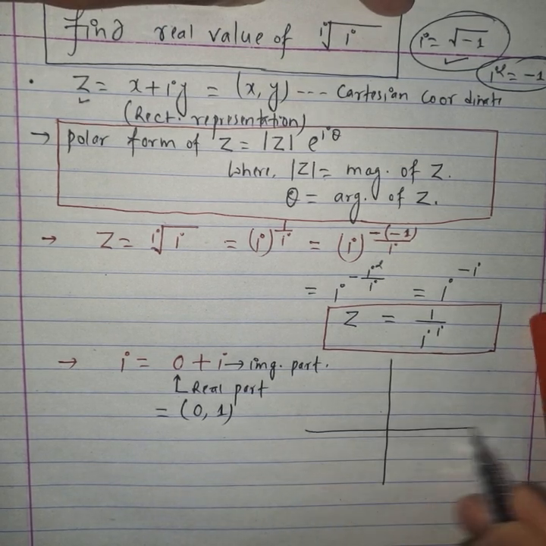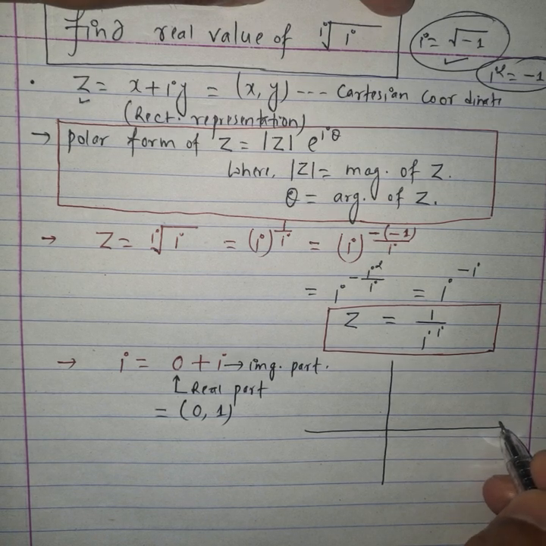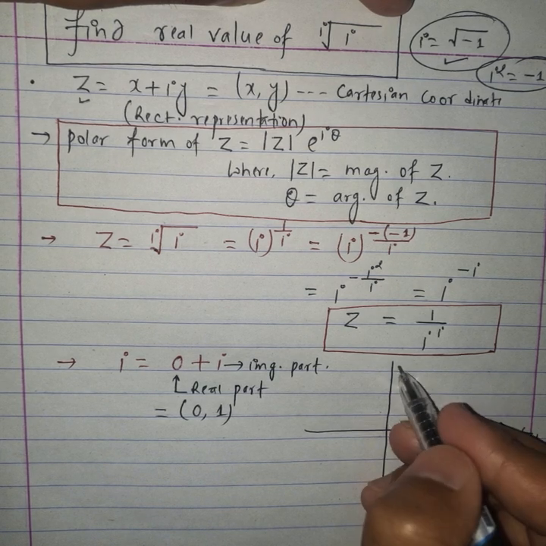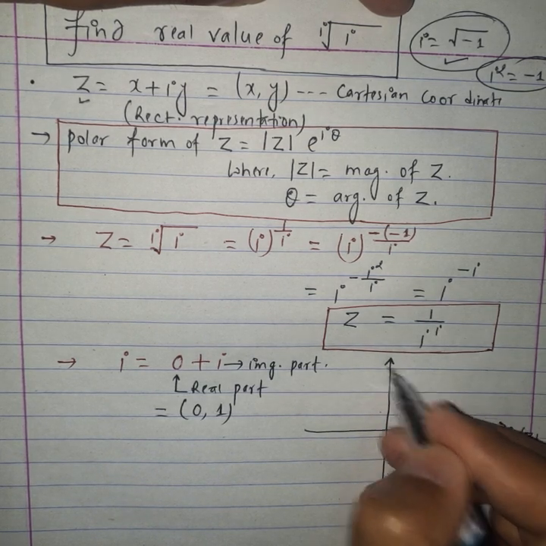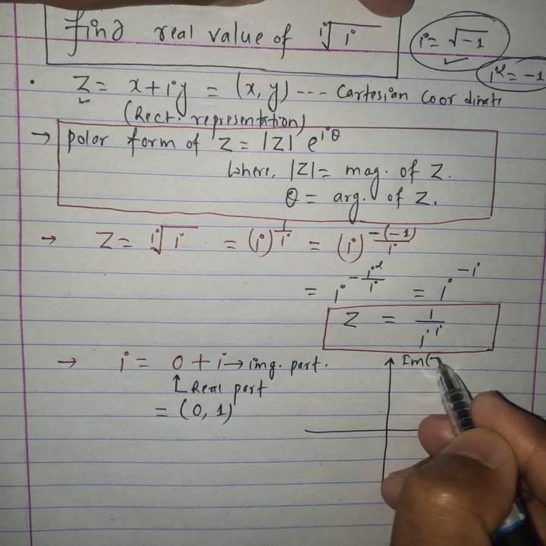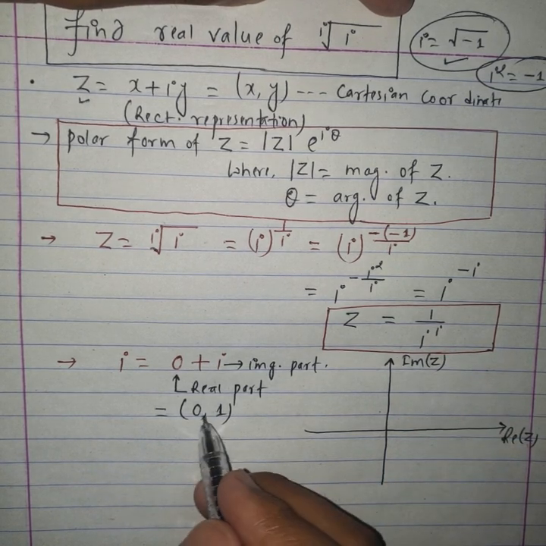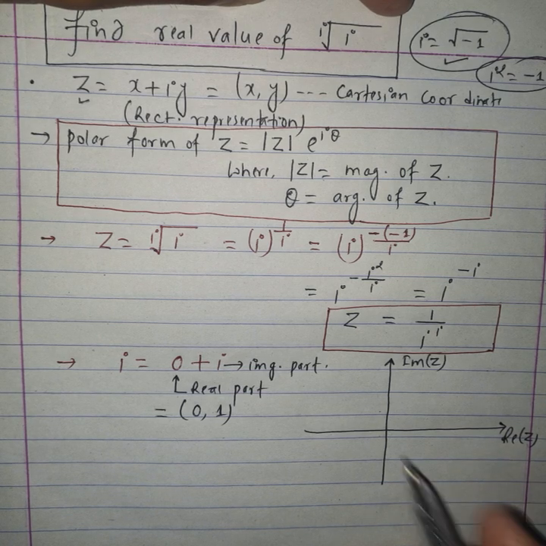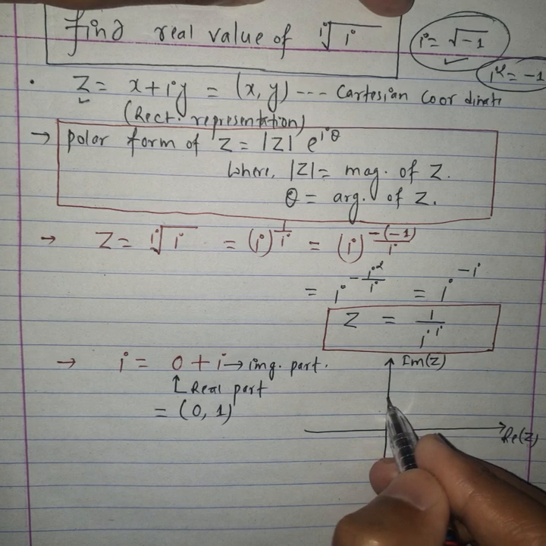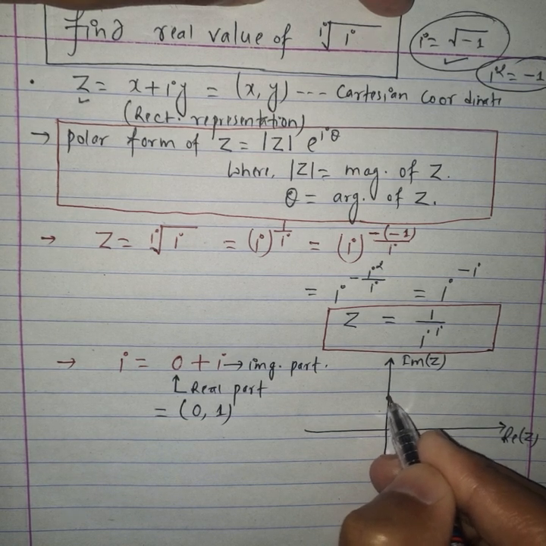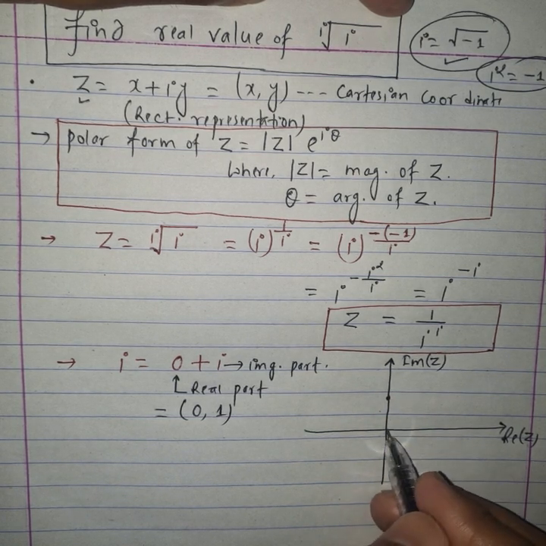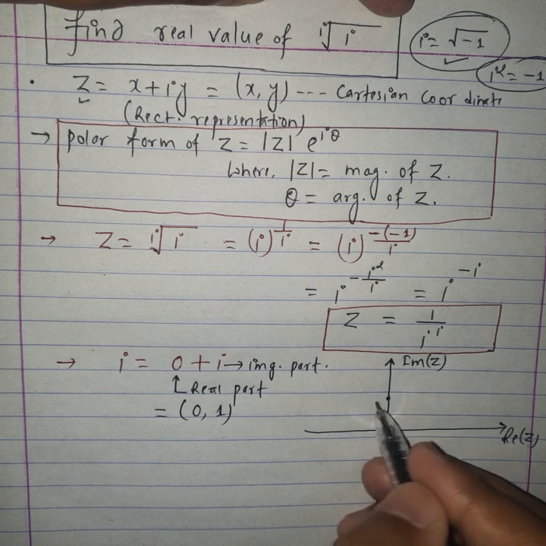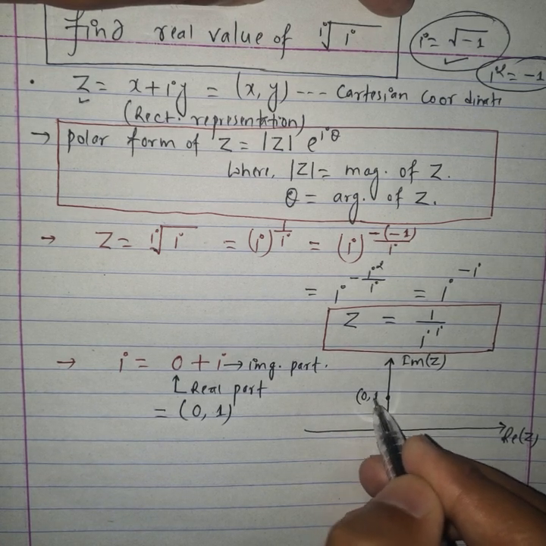Let's make the Argand plane. The horizontal axis is for the real part, and the vertical axis is for the imaginary part. Here 0 comma 1 means no movement on the real axis, only movement in the vertical axis by 1 unit. This means 1 unit up from the origin. This is the origin, and this point is 0 comma 1.